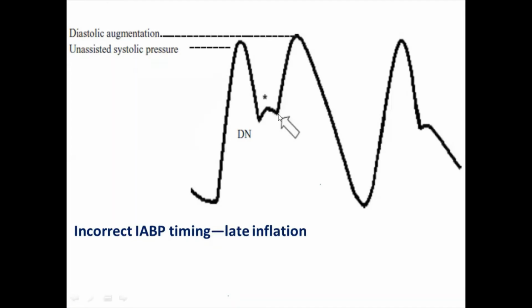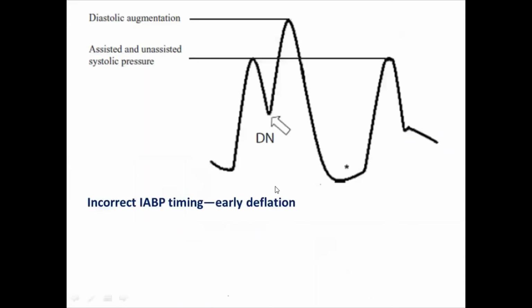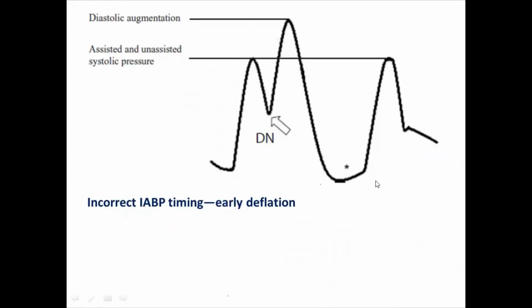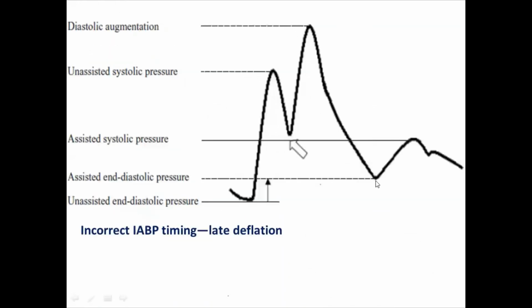After the dicrotic notch, the intra-aortic balloon pump is inflated. So this is late inflation. Also for the deflation, this is proper inflation but early deflation. Early deflation, and this one is late deflation. You see here it is early, and here it is late, and with it there is a change in the aortic pressure.